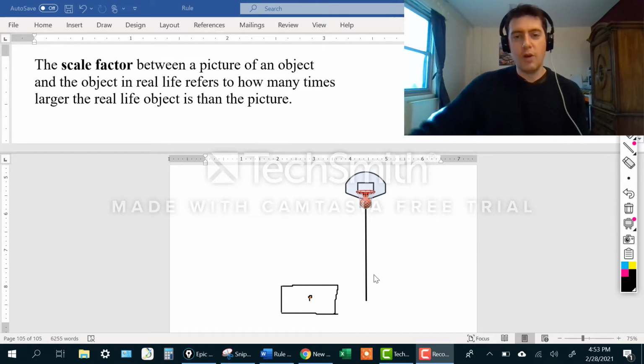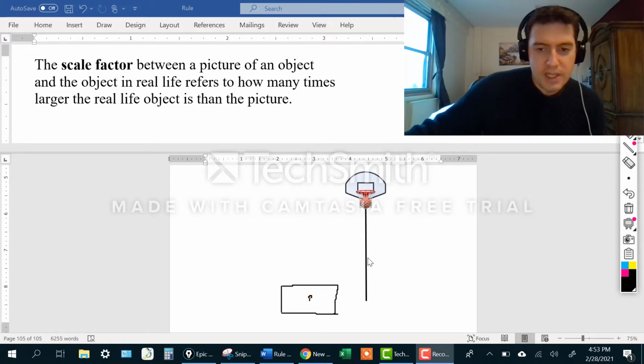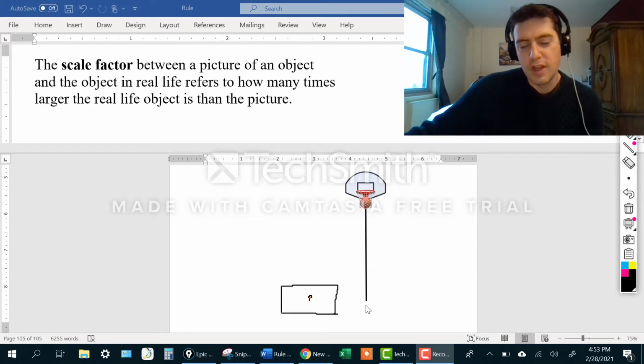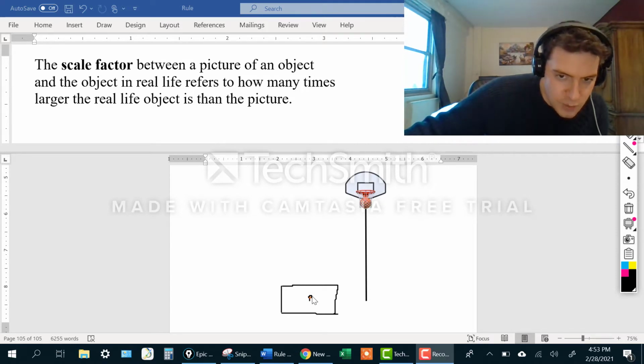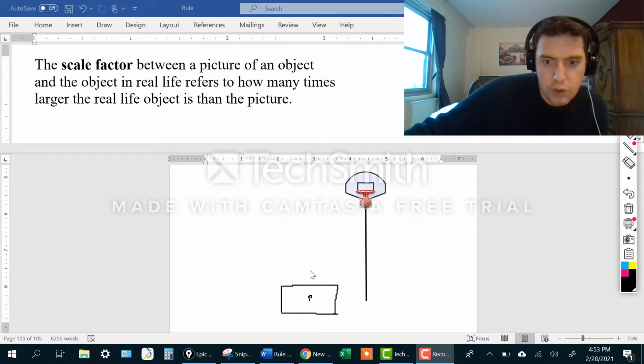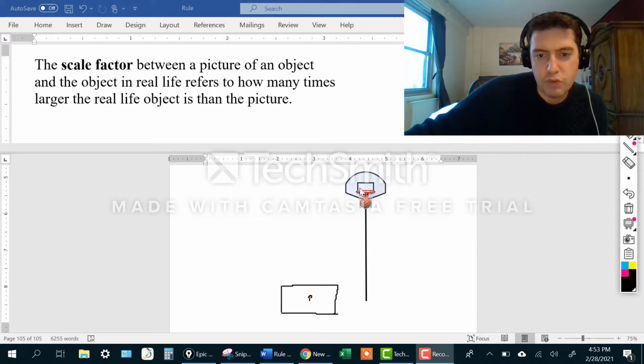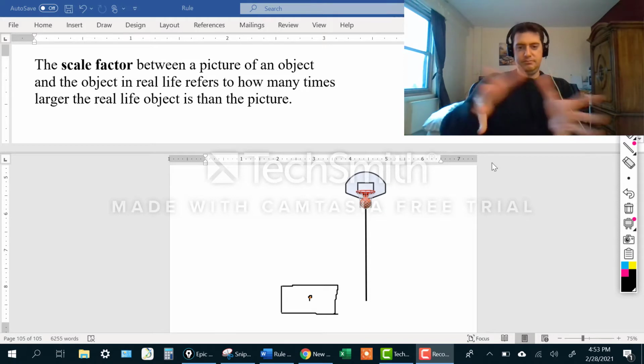Okay, right now I want you to just estimate how many times bigger this real life object is. Obviously this is just a picture that you're looking at on your computer screen right now, but let's pretend that this is the real life object. I want you to estimate how many times larger this real life basketball pole is compared to this picture of the basketball pole. In other words, how many of these little guys would I have to stack on top of each other in order to equal just one of these real life basketball poles?